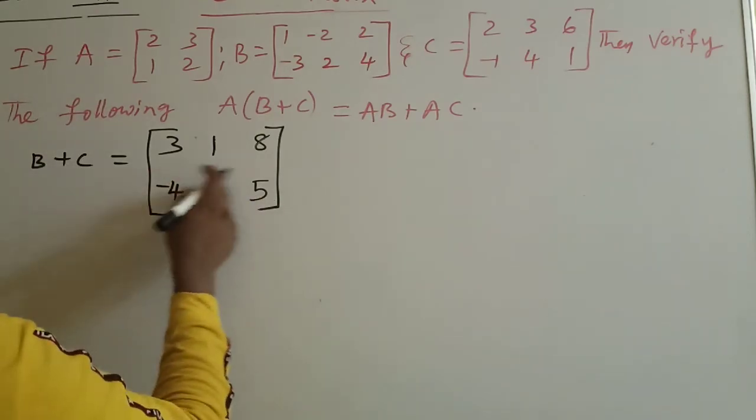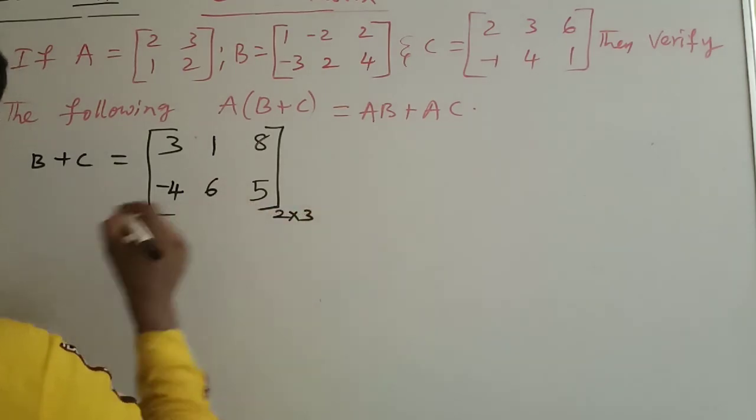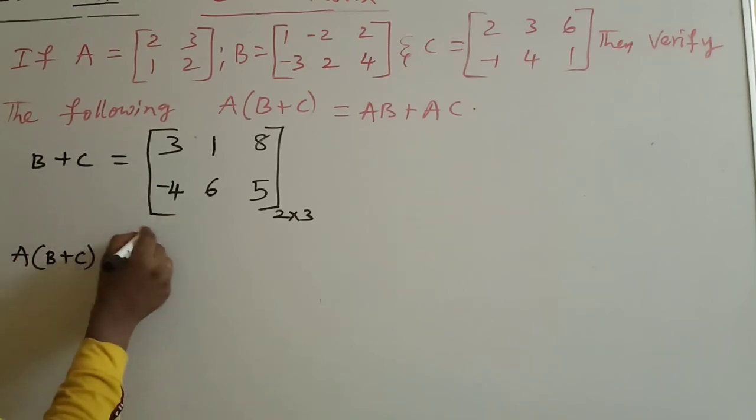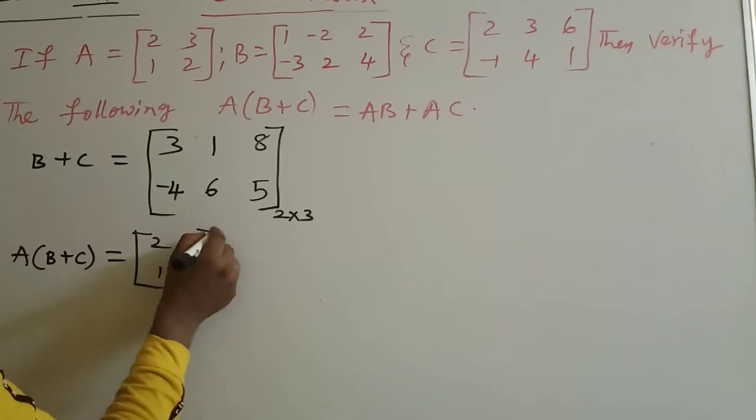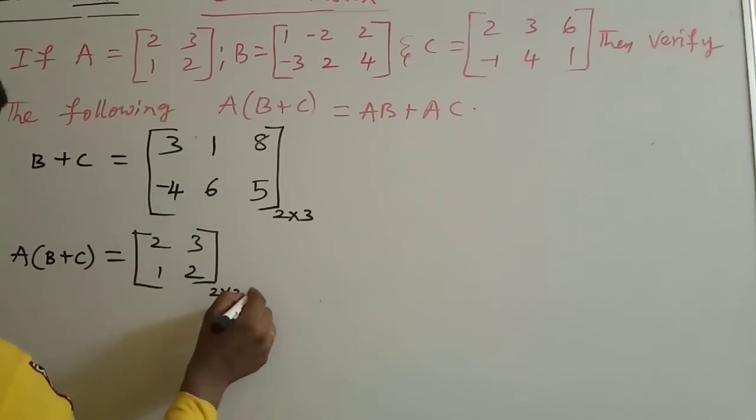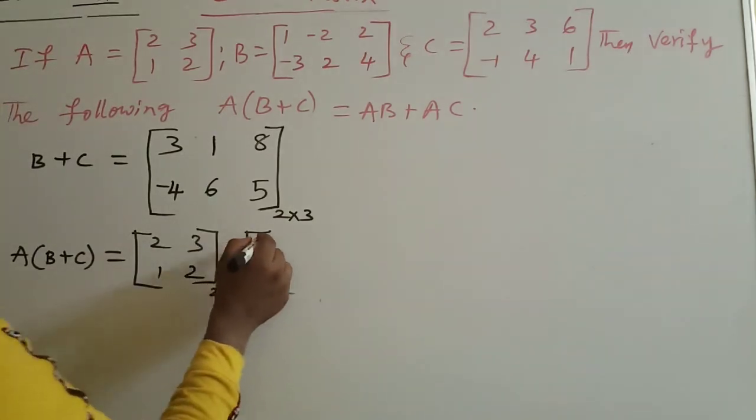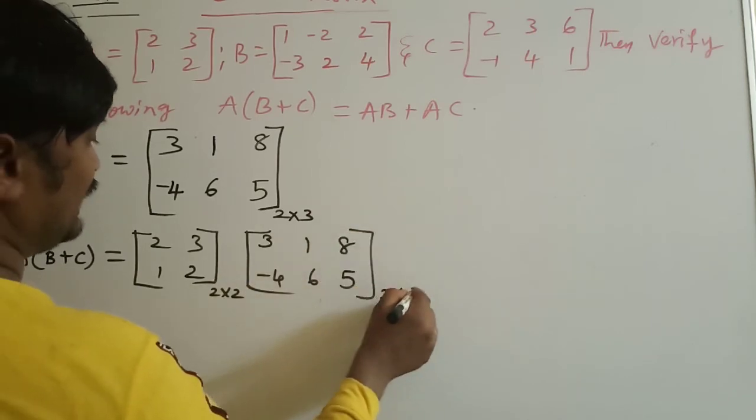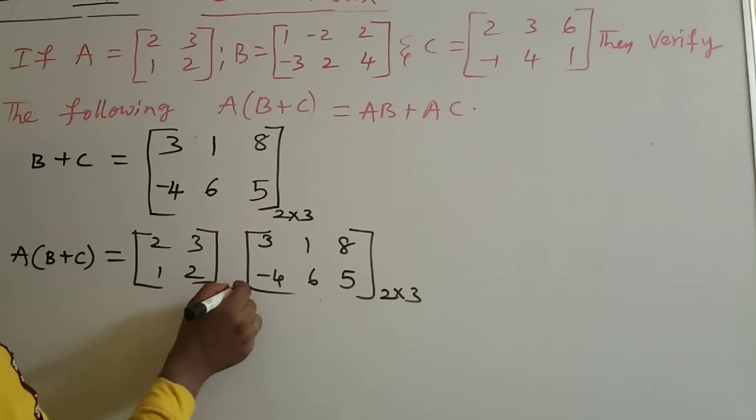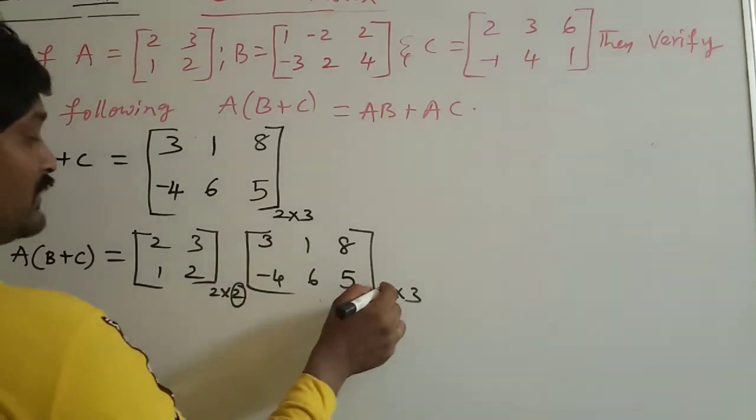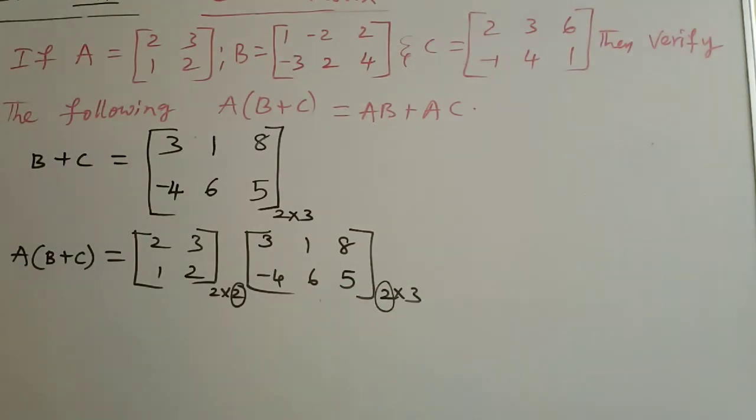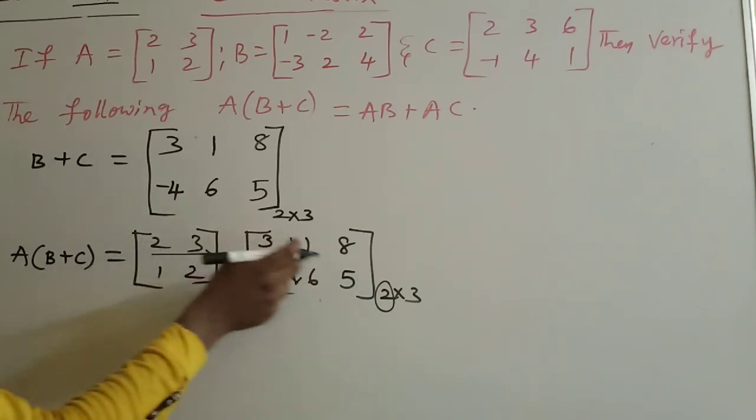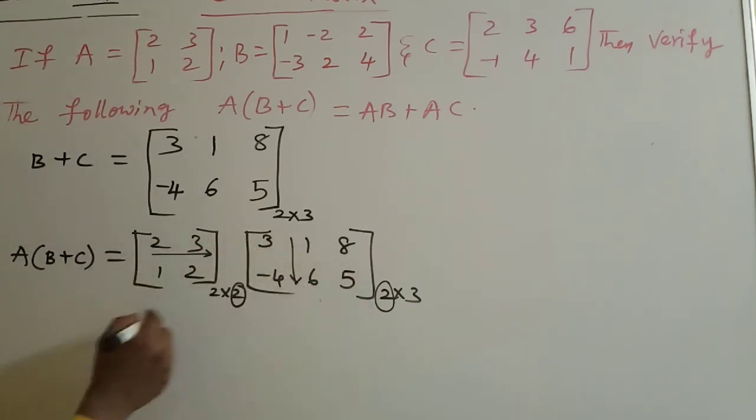So which matrix is this? It is 2 rows and 3 columns. Now what is your A into B plus C? Here A is 2, 3, 1, 2, and it is a 2 by 2 matrix, and your B plus C is 3, 1, 8, minus 4, 6 and 5. It is 2 by 3. Now check carefully here: the first matrix's number of columns is equal to the second matrix's number of rows, so we can multiply. Again, first row and first column for the first element, first row and second column for the second element, first row and third column for the third element.